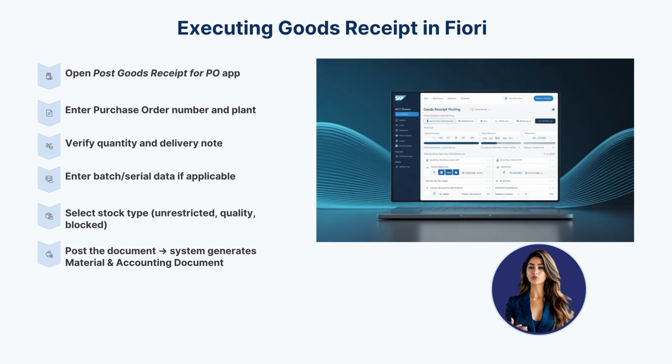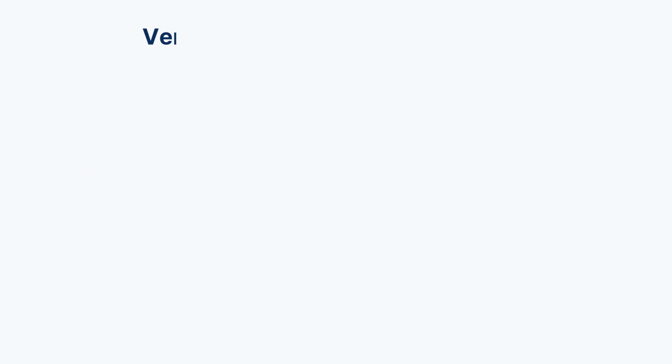Executing goods receipt in Fiori. To post a GR, open the Post Goods Receipt for PO app. Enter the purchase order number and plant, verify quantity and delivery note, and enter batch or serial data if required. Select the correct stock type, unrestricted, quality inspection, or blocked. Click Post, and the system automatically creates a material and accounting document. Your stock and valuation update instantly.